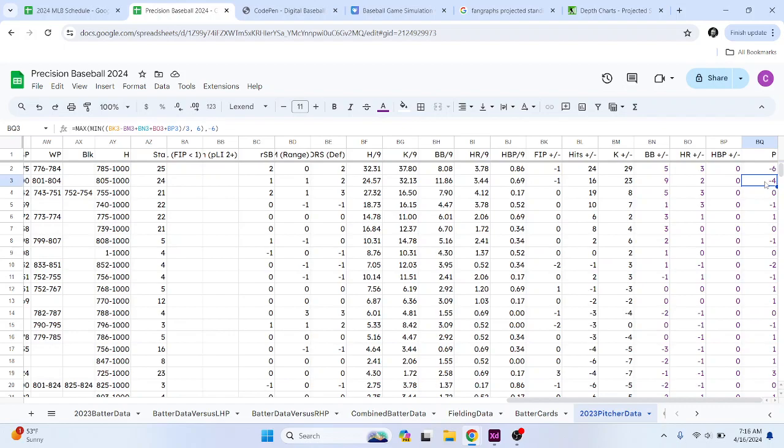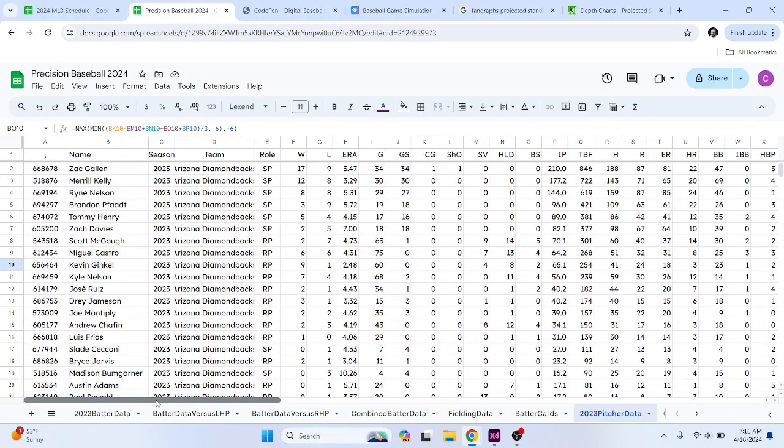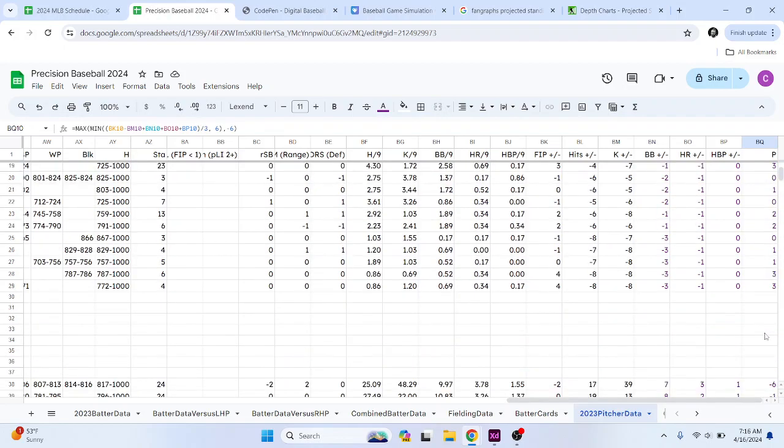And this is Merrill Kelly, he's a -4. They had a really good reliever. Is this Ginkle? Yeah, so it's Kevin Ginkle. He had an excellent season, and so he's at a -2.